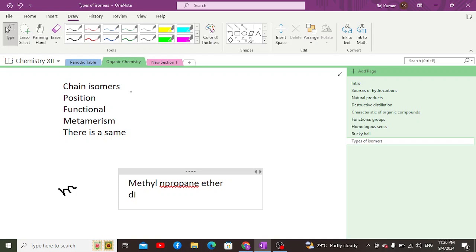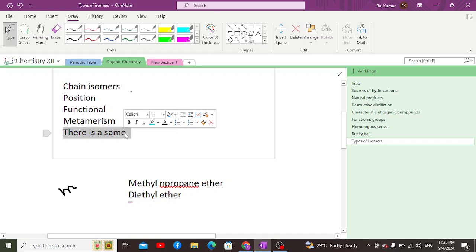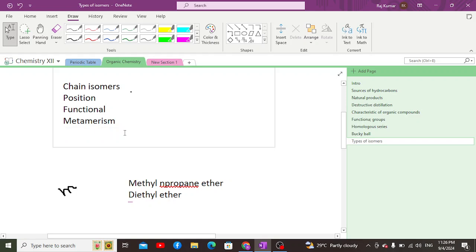dimethyl diethyl ether. It is the metameric isomer of diethyl ether. So the two metamers belong to a single homologous series. As we have a single homologous series in the case of diethyl ether and methyl propane ether, both of these belong to a single homologous series, which is the ether group.